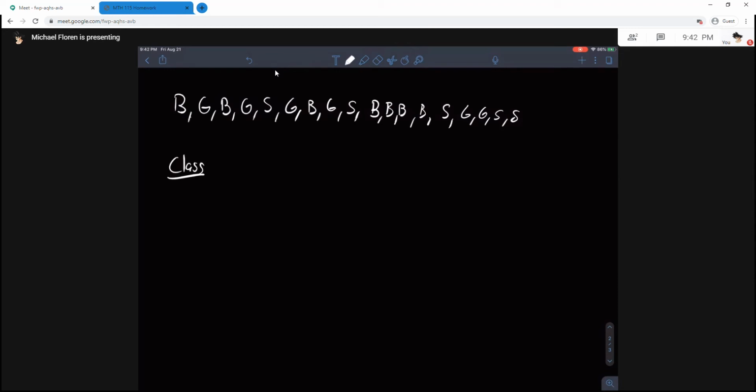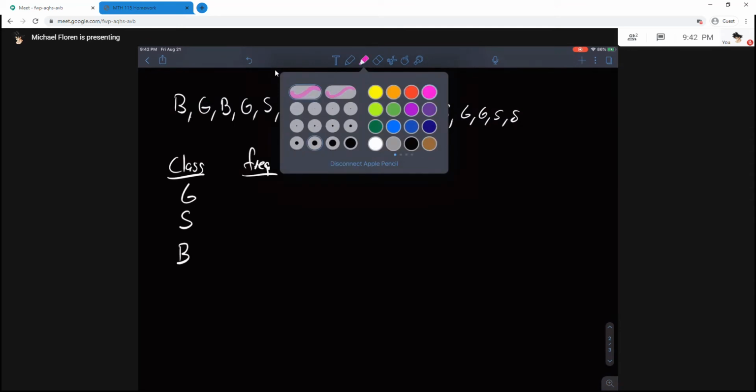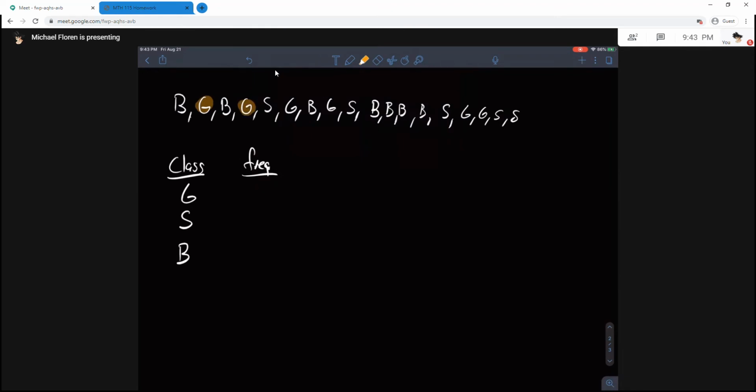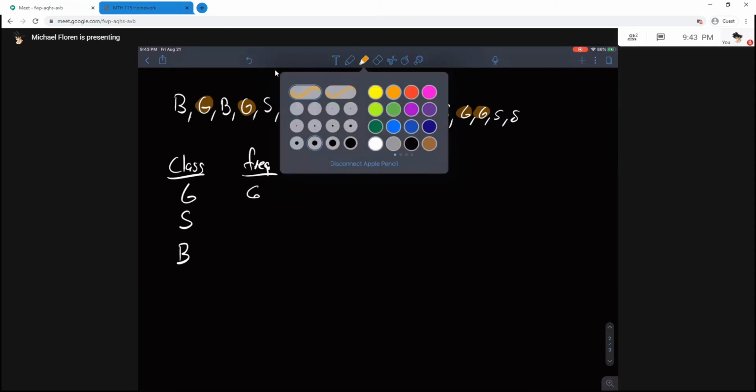You just start with your classes. So I'm going to go gold, silver, bronze. And then we just count how many golds, silvers, and bronzes we have. Maybe just for fun, I'll do them in their color. So I guess this will be gold. 1, 2, 3, 4, 5, 6. Is there any golds I'm missing? Nope, 6 golds.